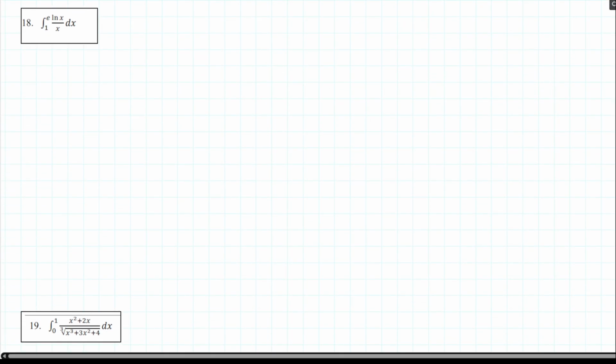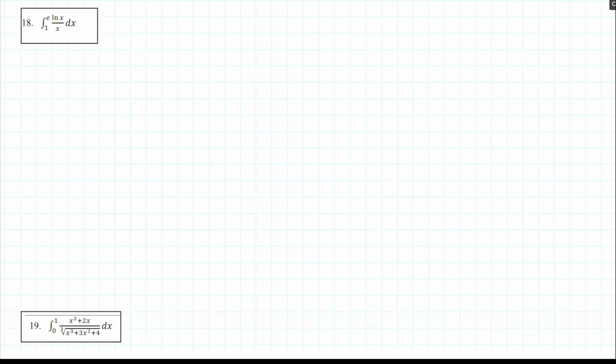And we have the integral 1 to e ln of x over x dx. So we have the ln of x. So let's use u equal to ln x here. Then du is 1 over x dx, or dx equal to, we can do the cross multiplication, x times du.